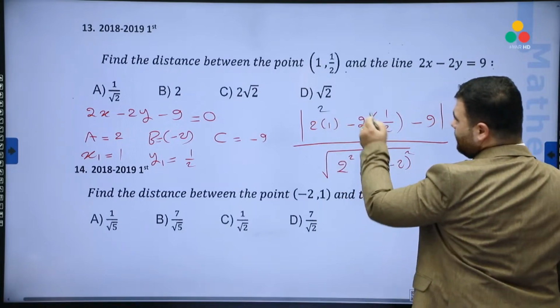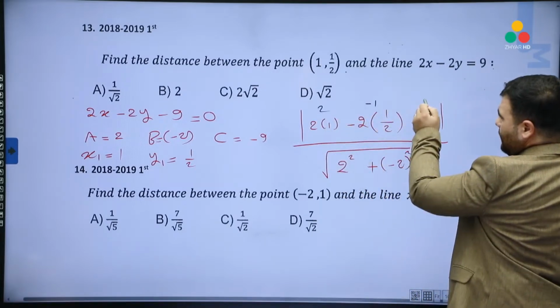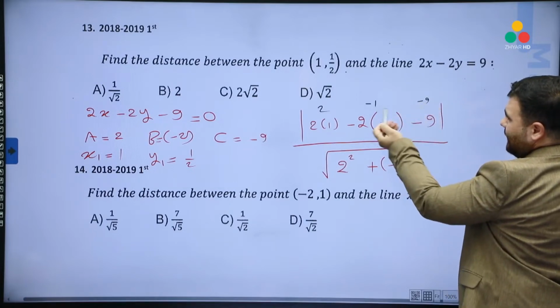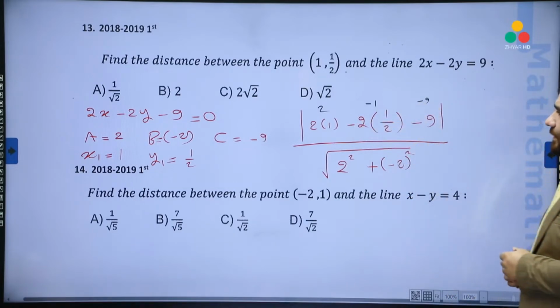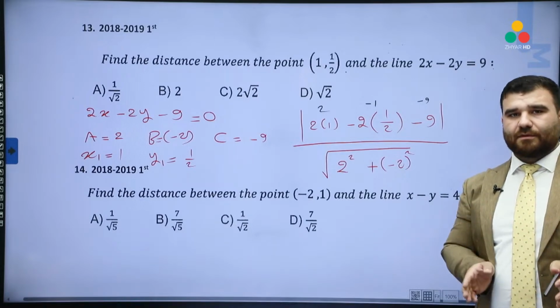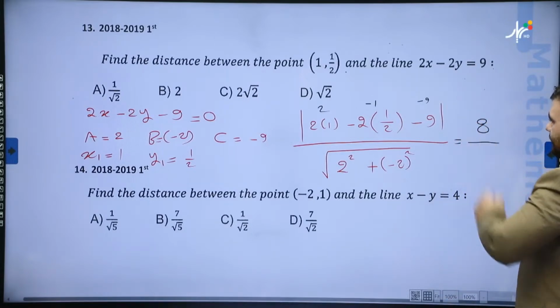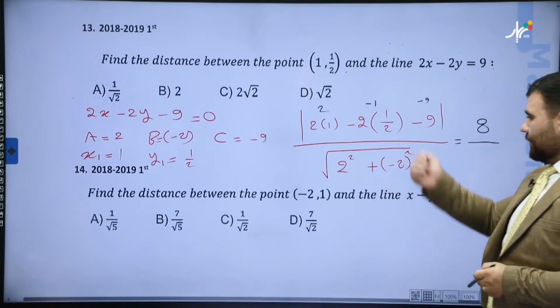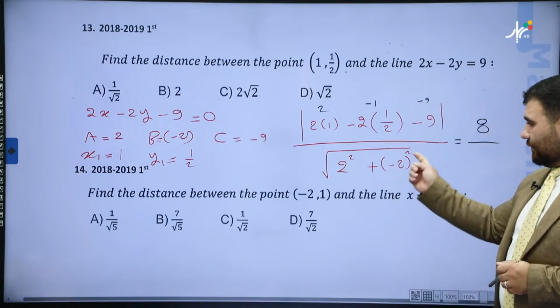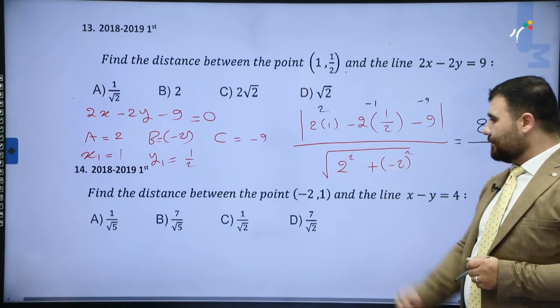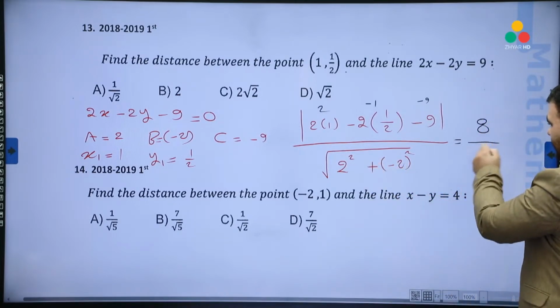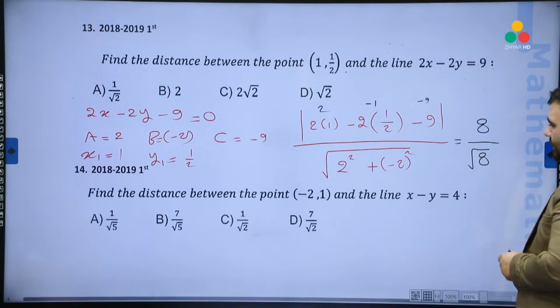This is 2. This is negative 1. And this is negative 9. That's negative 10 plus 2, negative 8. Inside absolute value is positive 8. This one, 2 squared is 4. Negative 2 squared is also 4. Add them, 8. Square root of 8.